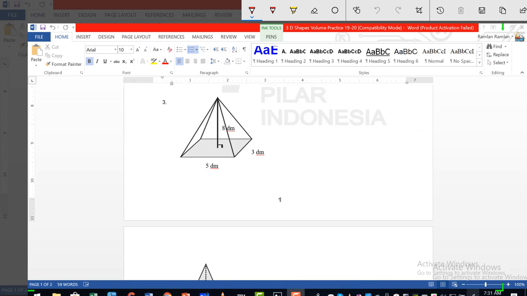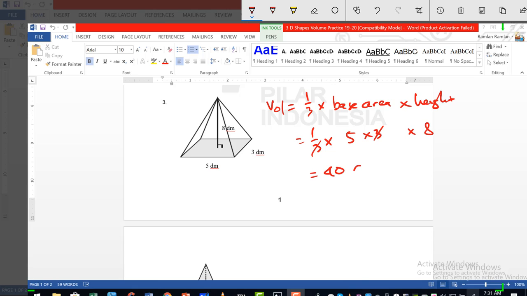So this is what we call the pyramid. Okay, so this is a rectangular pyramid because the base is a rectangle. So the volume will be equal to 1/3 times the base area times height. So it's 1/3 times the base area, because this is a rectangle, so just length times width. So it's 5 times 3, right? And then times the height, which is 8. Okay, so you can cancel this, right? So it's just 5 times 8, which is equal to 40, and don't forget to write down the unit.